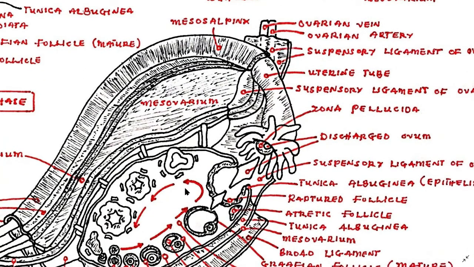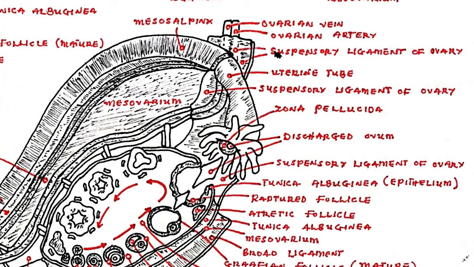The part of the broad ligament which is spread over the ovary is called the mesovarium, and the part which is spread over the uterine tube is called the mesosalpinx, where salpinx is referring to the uterine tubes. The ovary is supplied by the ovarian artery and drained by the ovarian vein. The suspensory ligament of the ovary is also called the infundibulopelvic ligament. It is a fold of peritoneum that extends out from the ovary to the walls of the pelvis.